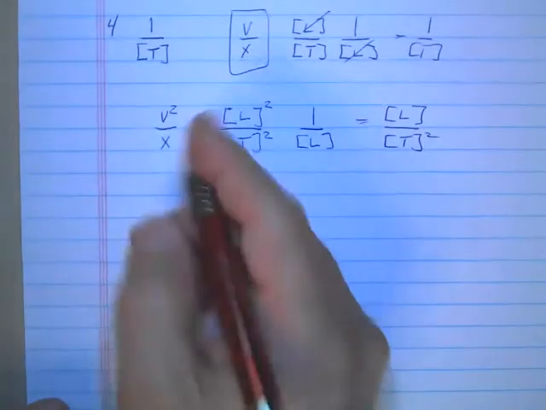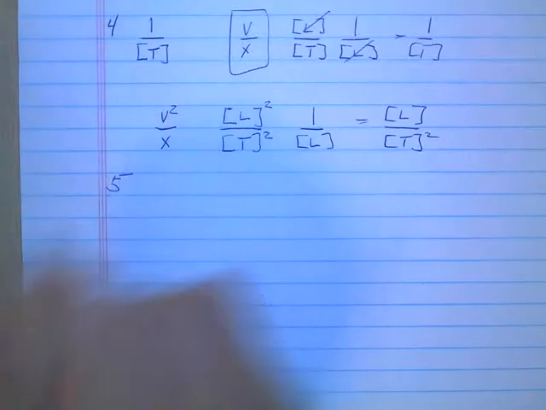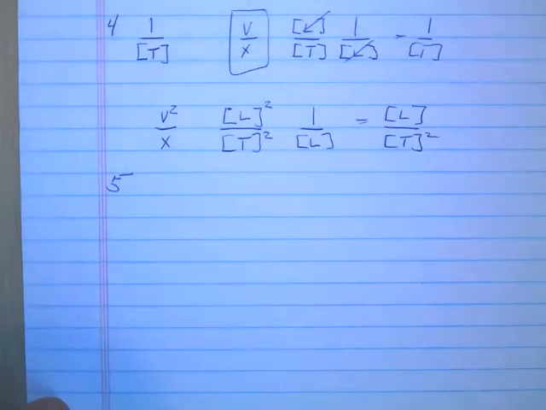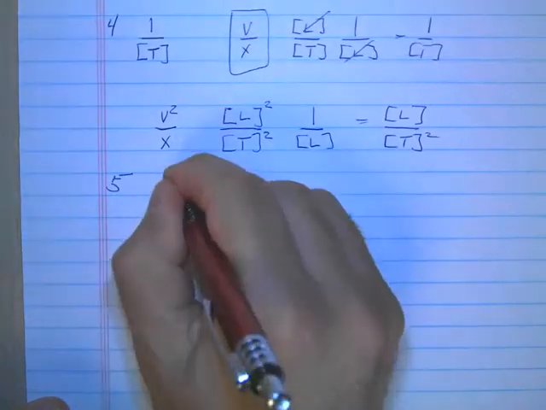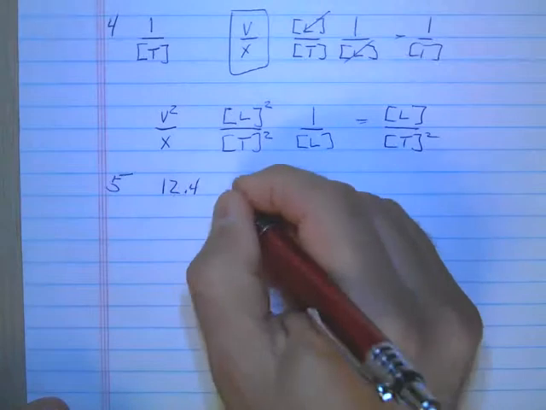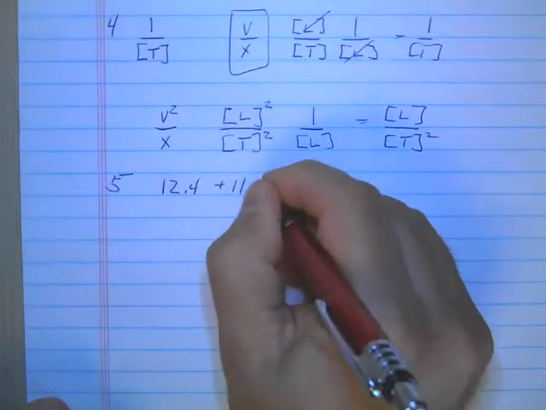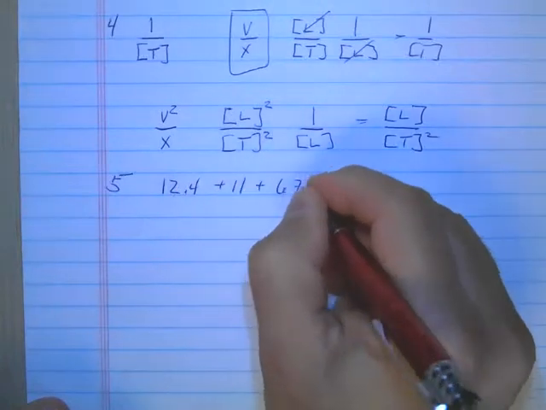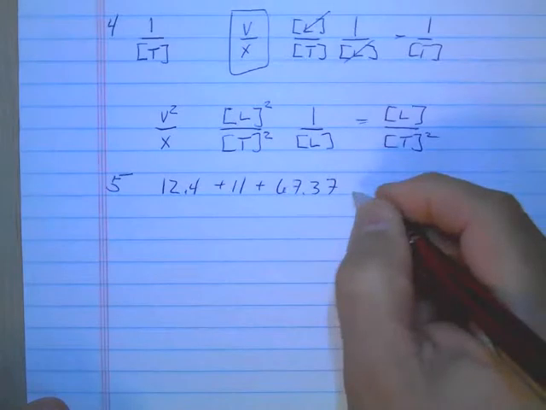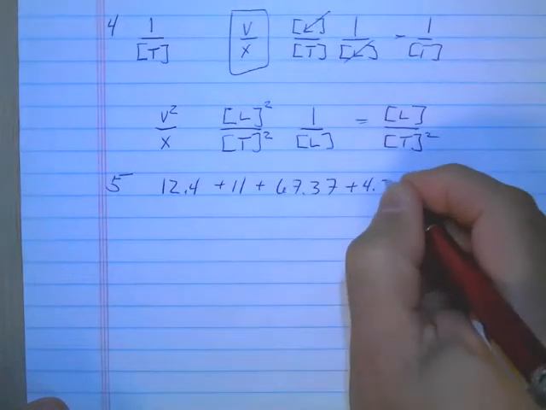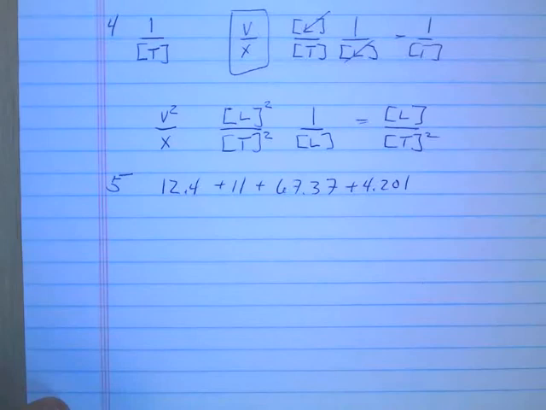All right, let's look here. Question number 5. Which one of the choices below represents the preferred practice regarding significant figures when adding the following? We have 12.4 plus 11 plus 67.37 plus 4.201.